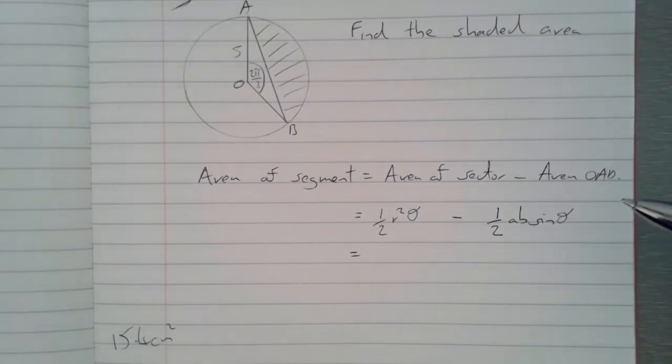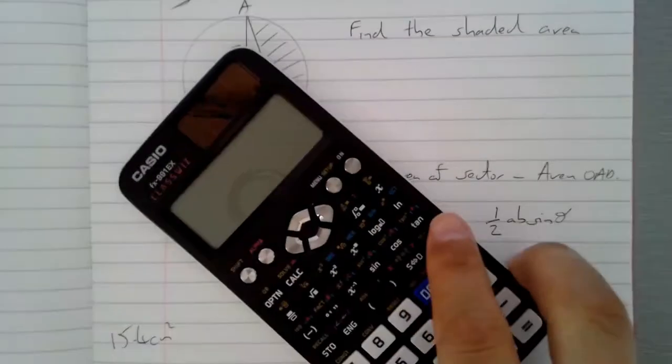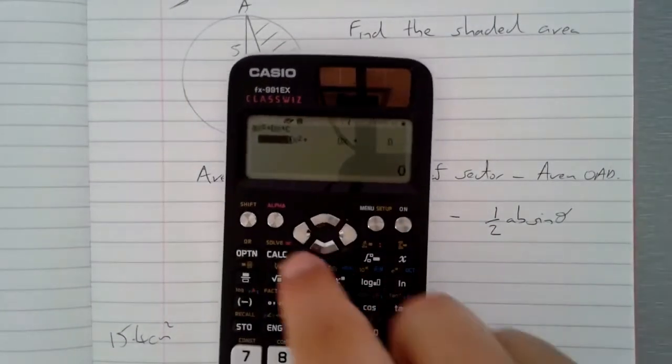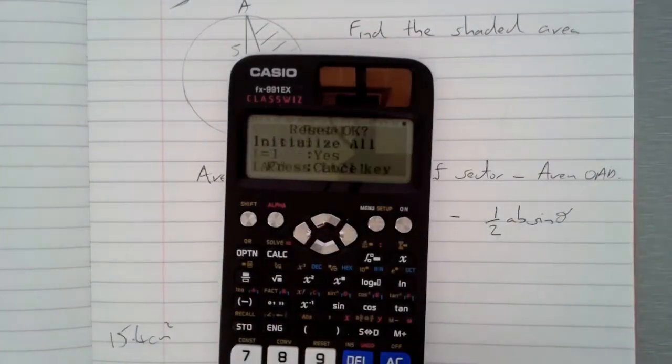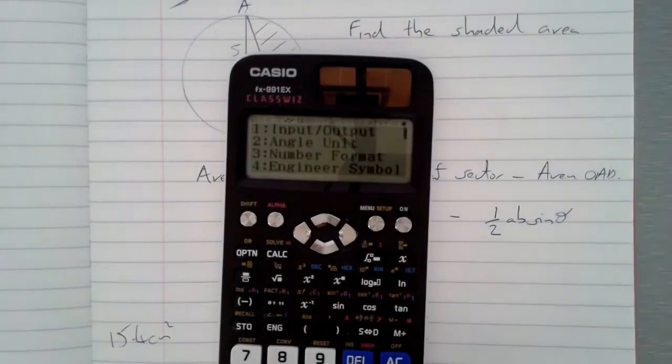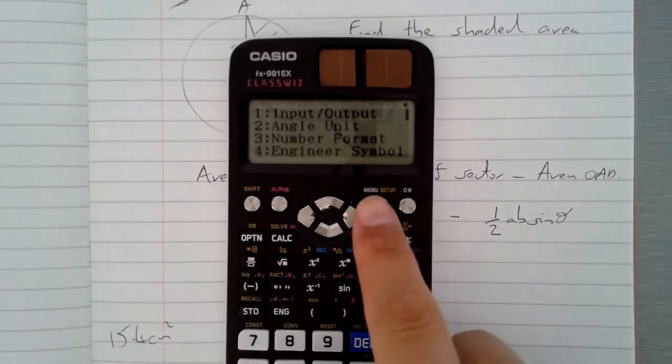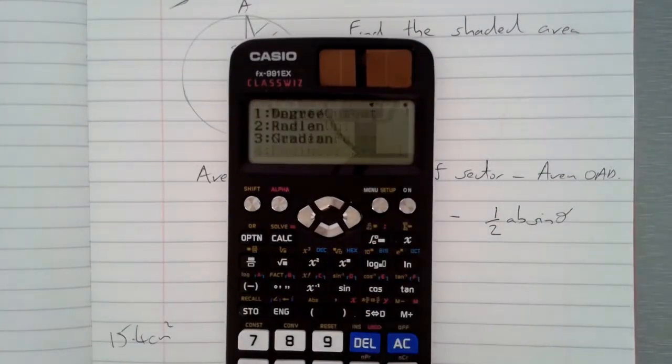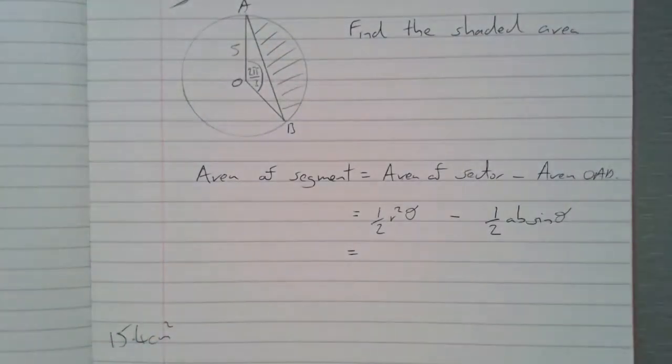If you haven't done that before, where's my calculator? Here it is. Oops, I've been doing something else which is slightly interesting. So I think if you go, setup probably. Yeah, so go shift this button, and then go 2 for angle unit, and then 2 for radians. Okay, I've done mine as well now.